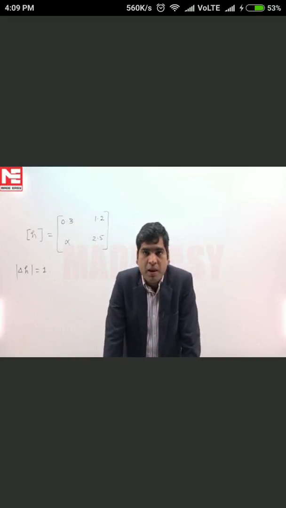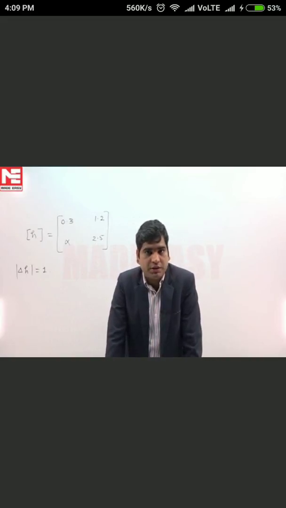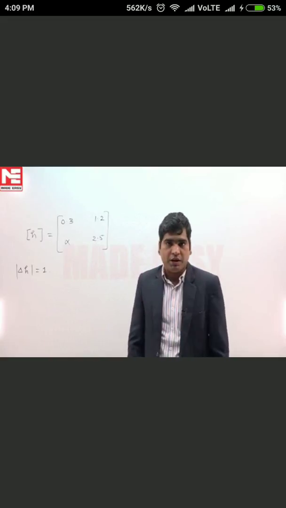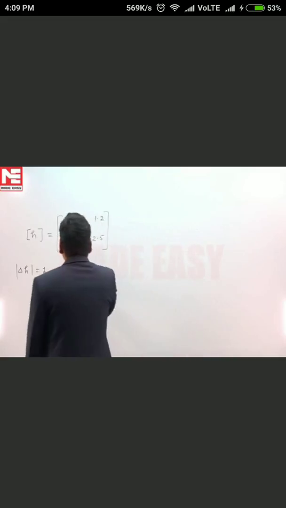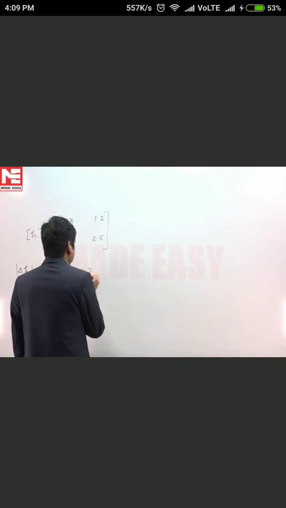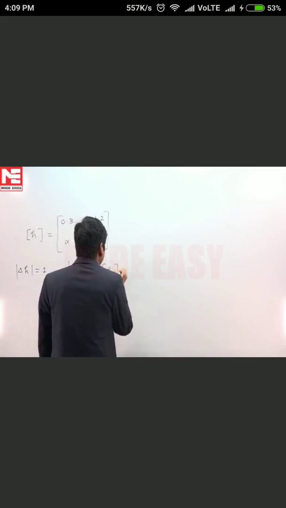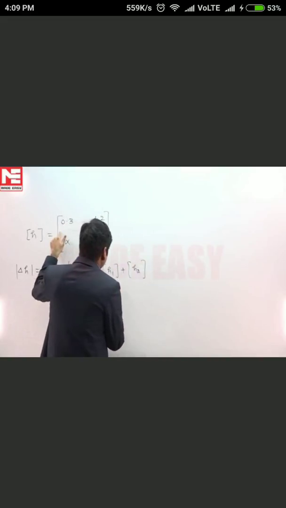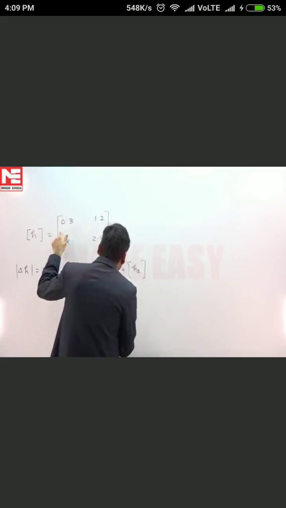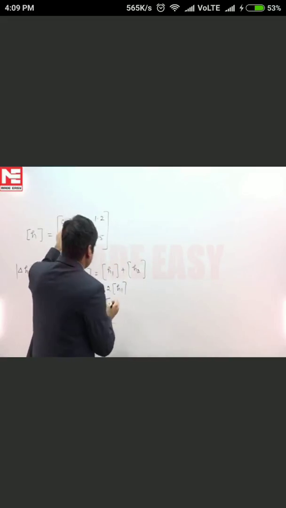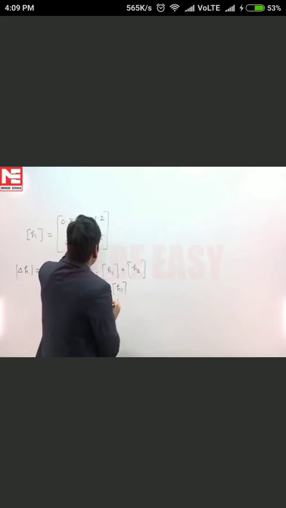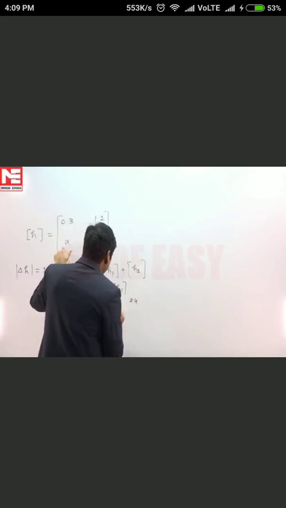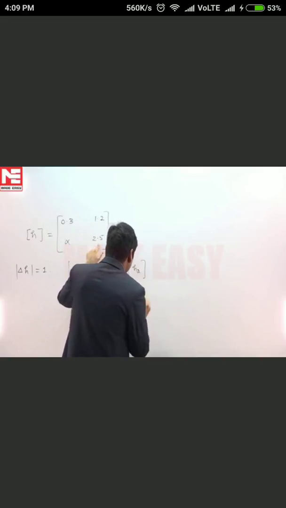Now according to the question, at the input port they are connected in series and at the output port in parallel. So H parameter should be added to get the combined H parameter. So combined H can be obtained by H1 plus H2, and both are same, so it can be written as twice H1, and this is equal to 2 into 0.3, that is 0.6, plus 2 into 1.2, that is 2.4, so 2 alpha, and this is 5.